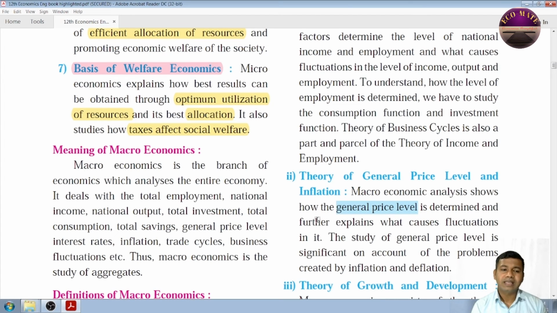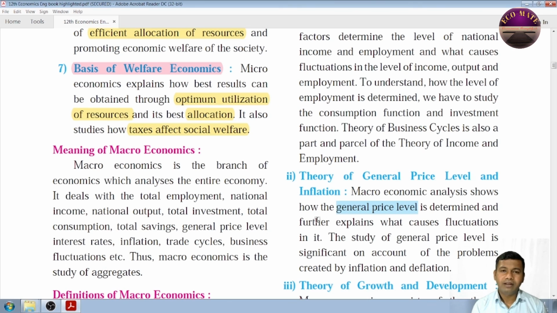It also studies how tax affects social welfare. Each and every country has a certain kind of taxation system. In India we have a progressive taxation system. So when you impose taxes on the people, it impacts people adversely. So the government has to take into account, while imposing taxes on commodities, the effects of that on the society. And microeconomics helps the government in taking such decisions and utilizing the resources for the welfare of the society. So this is the importance of microeconomics.